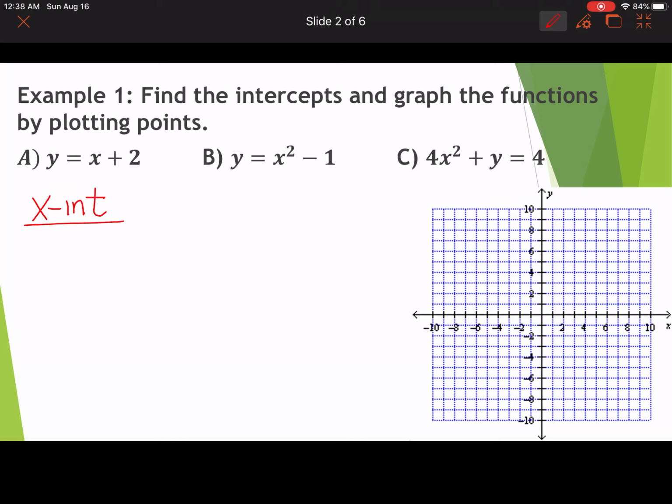The x-intercept is the value of x when y is 0. Graphs, functions can have more than one x-intercept. The y-intercept is the value of y when x is equal to 0. So let's go ahead and look at 3 different functions. Let's start off with the first one, which is just a linear equation, a, y equals x plus 2.